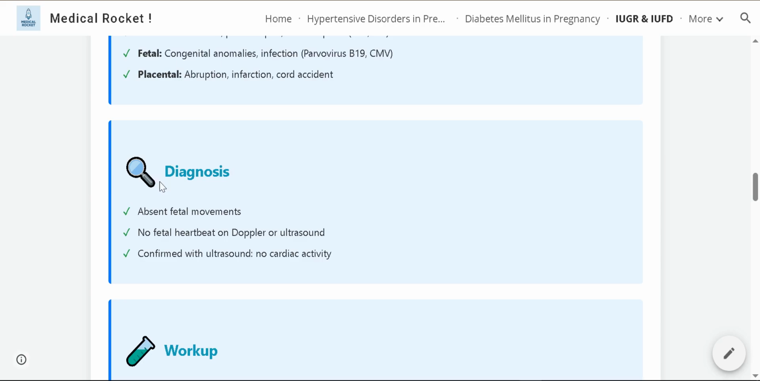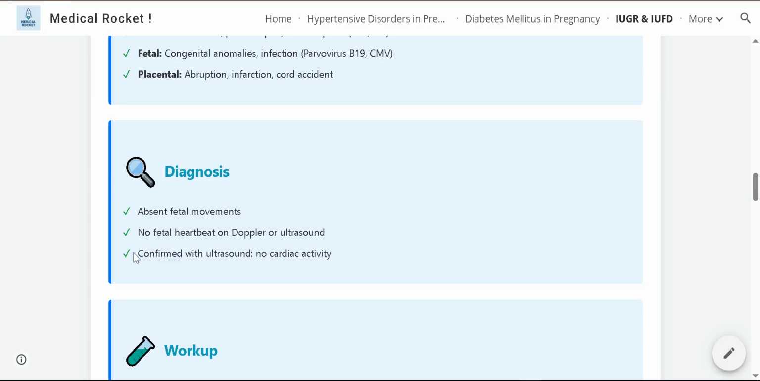Let's break down the diagnosis, workup, and management of IUFD, a high-yield, emotionally sensitive topic for your USMLE prep. Diagnosis begins with clinical suspicion. Absent fetal movements reported by the mother. No fetal heartbeat on Doppler or non-stress test. But the gold standard is ultrasound, confirming no fetal cardiac activity.